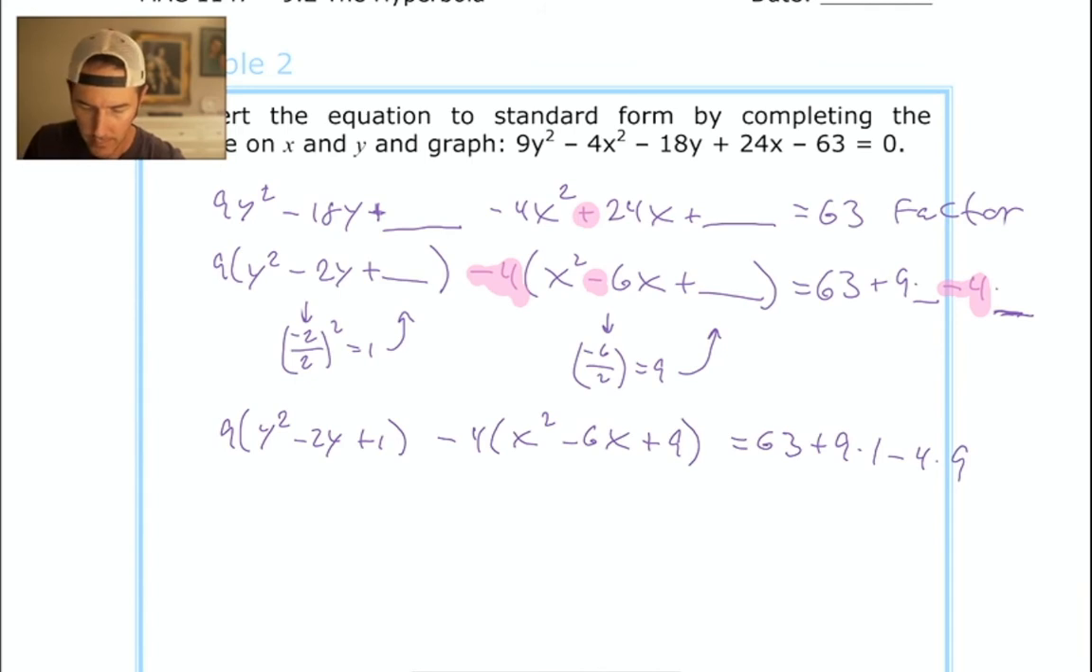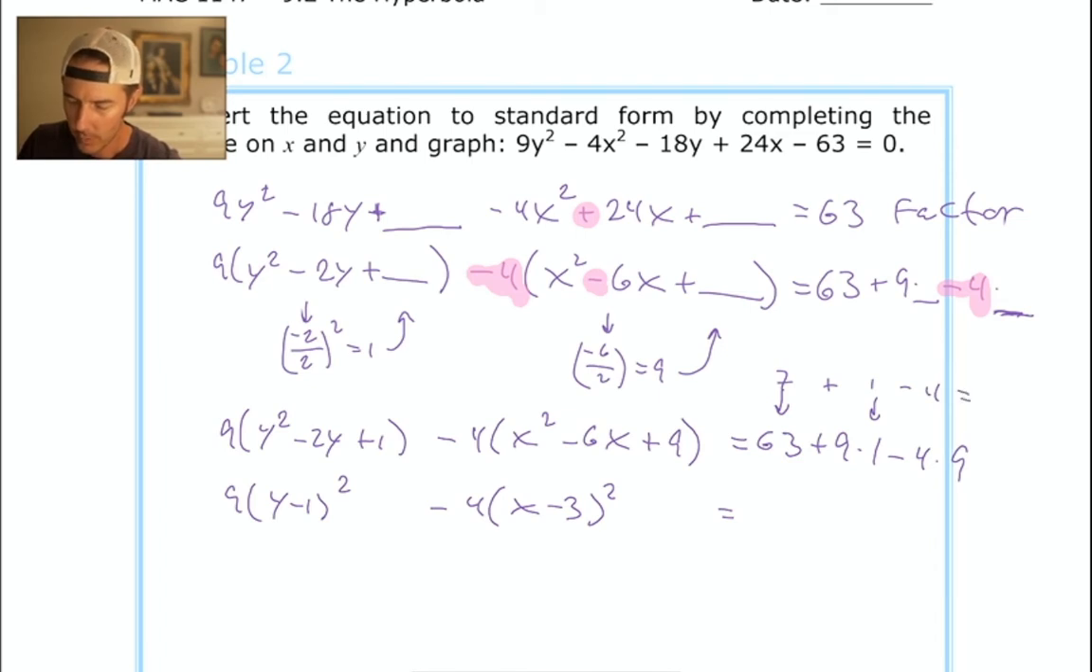So I'm back on the left-hand side. Let's do some factoring. We'll write this as 9 times y minus 1 quantity squared minus 4 times x minus 3 quantity squared equals, on the right-hand side, 63 is made up of 7 9s. 7 times 9 makes 63. So here's 7 of them. We're adding another one in, so now we've got a total of 8. And then we're taking away 4 of them for a total of 4. 4 what's? 4 9s. 9, 18, 36.